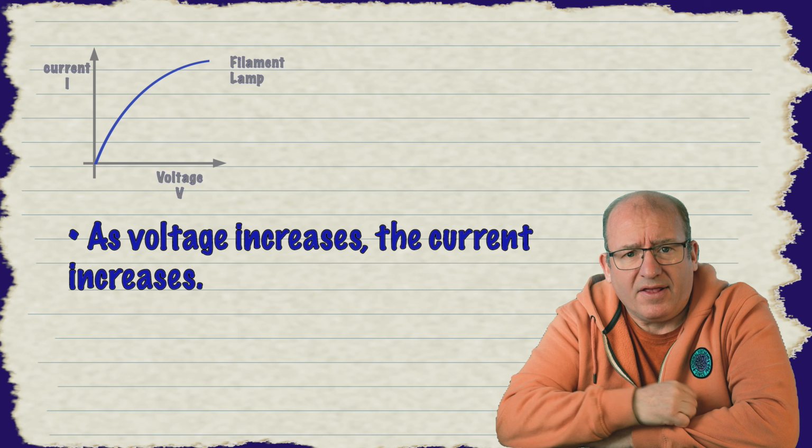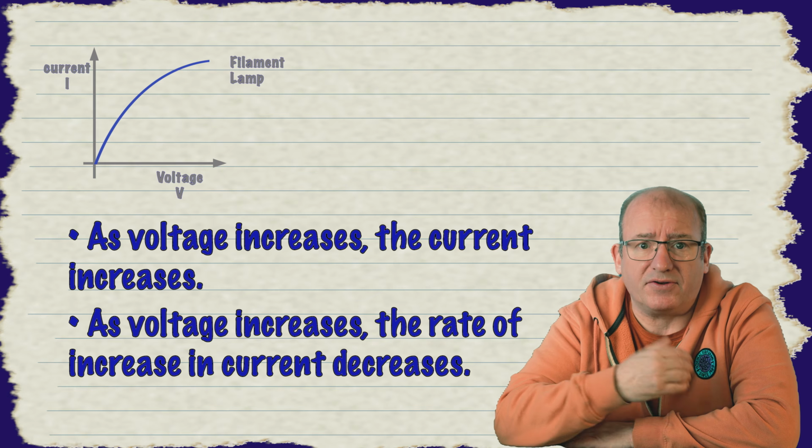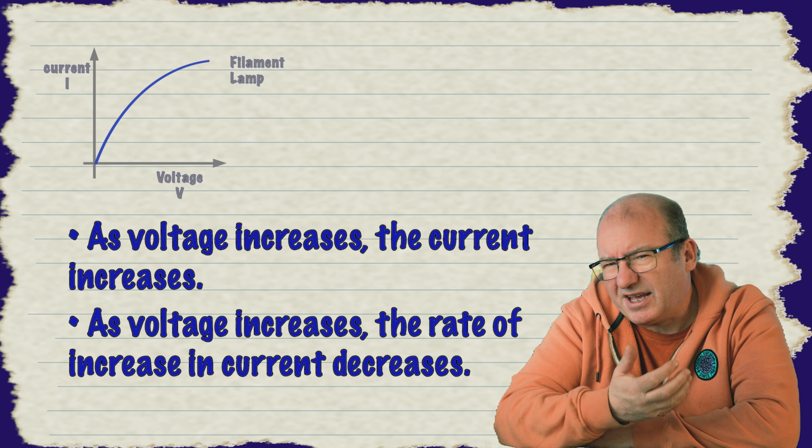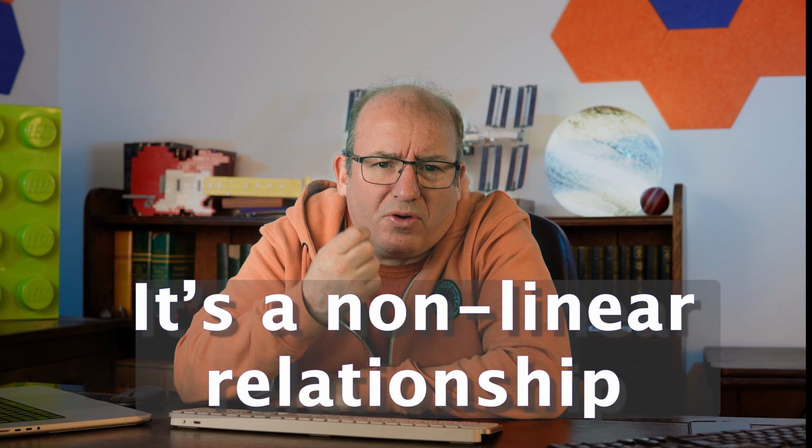The second statement we need to make is a bit more complicated. It's about the shape of the graph. Now, I would probably say that as the voltage increases, the rate of increase of the current decreases. I guess that's perhaps a little bit of a mouthful. Really, what I'm trying to say is it's a non-linear relationship, but that won't always get you the second mark. Just saying non-linear.